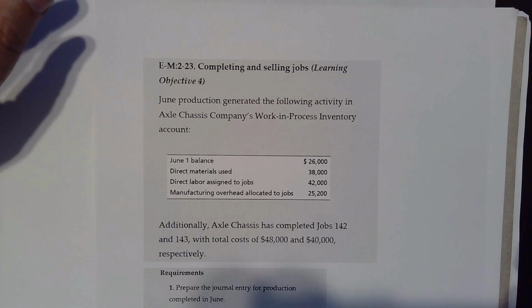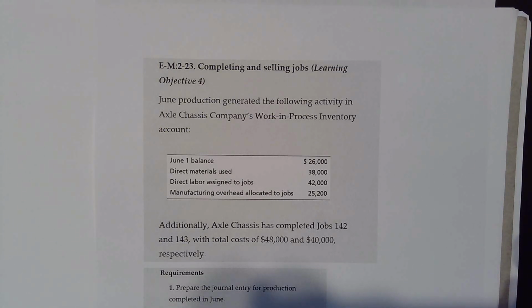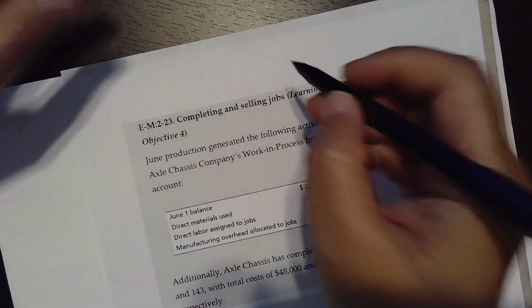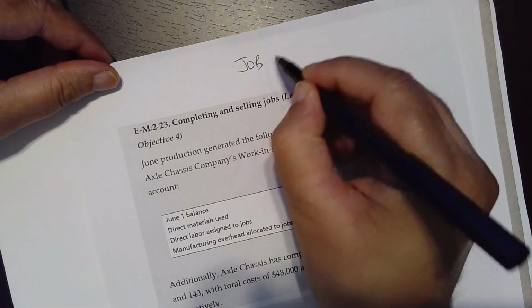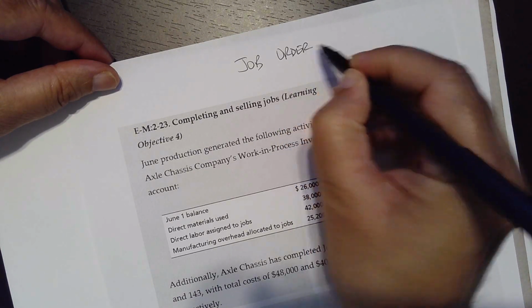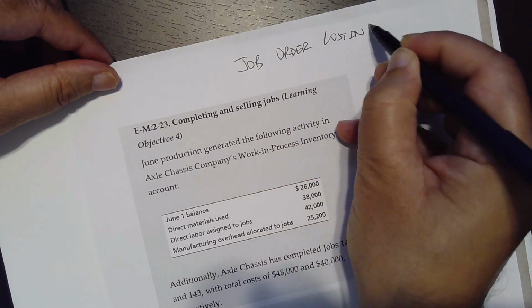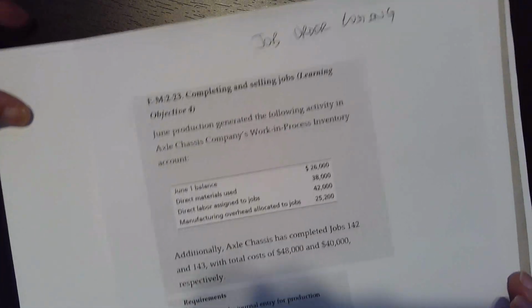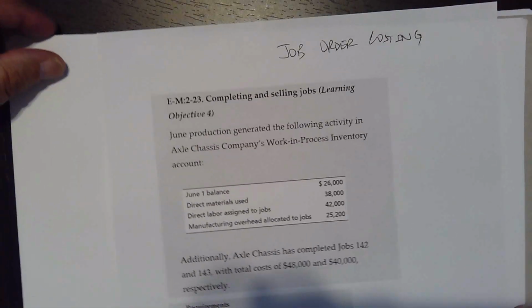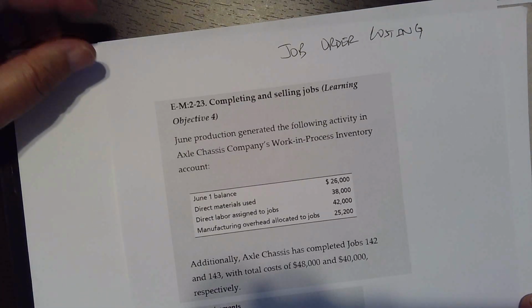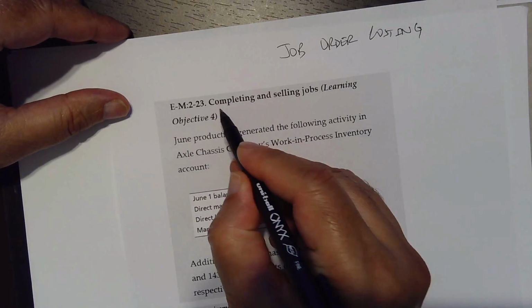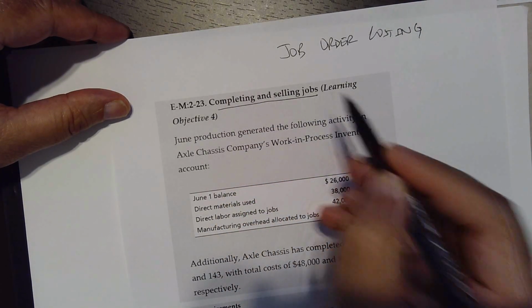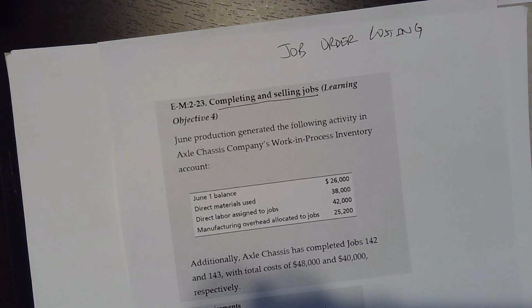Talk about the second chapter of our course, which is job order costing. In this chapter, we are going to attempt a question for you. It has the completing and selling jobs. So basically, we are producing a product and we are going to sell.